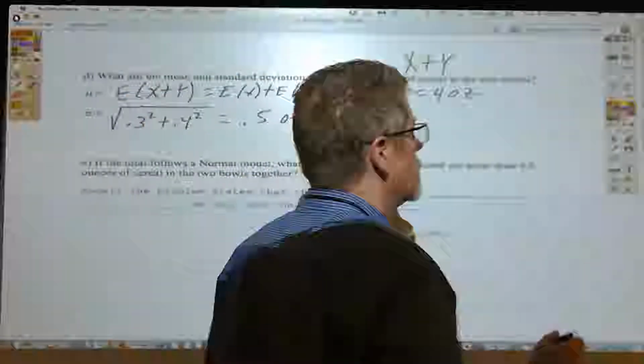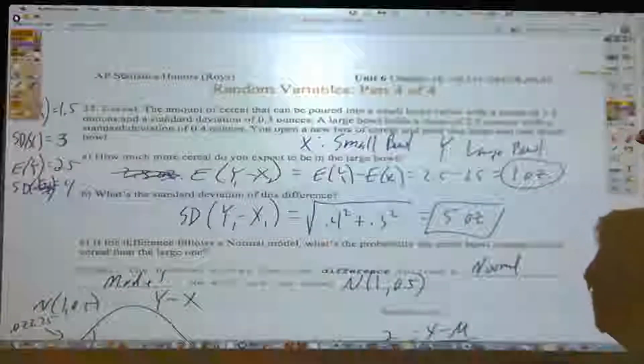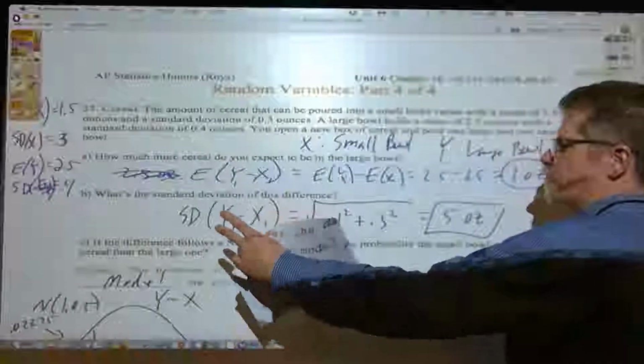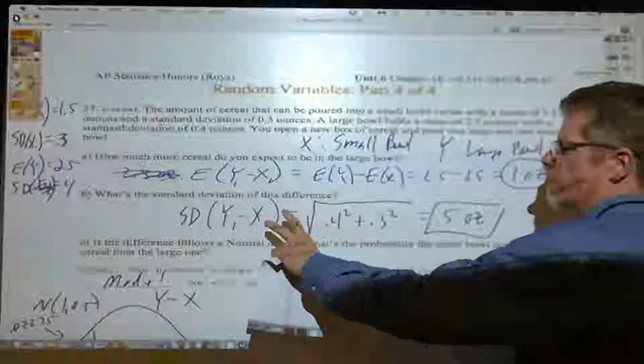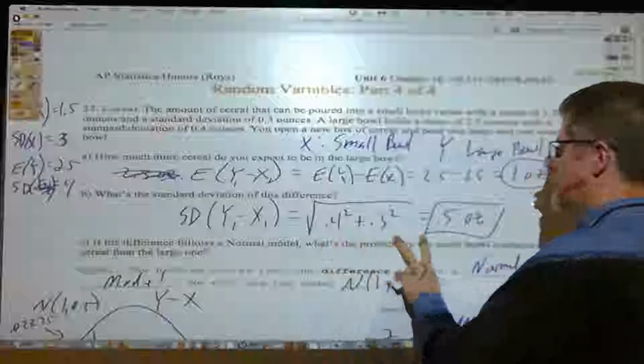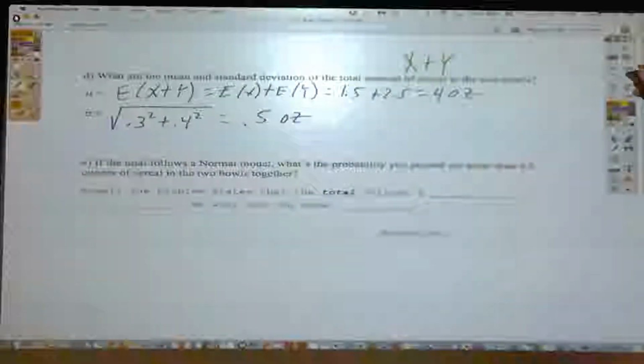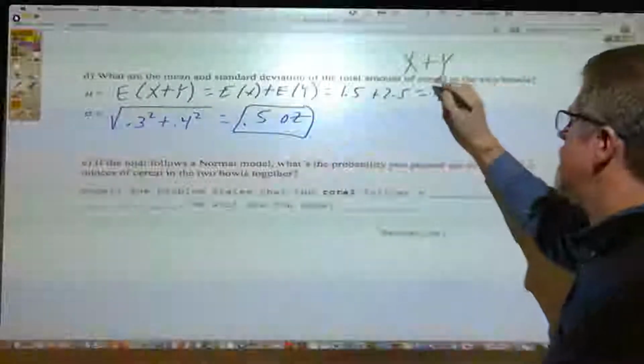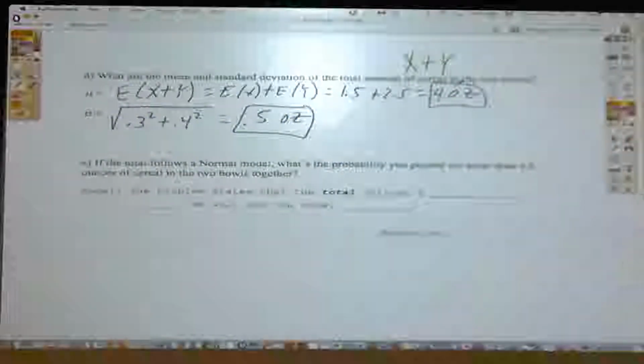Notice that variances add whether you add or subtract. The variance is added when we subtract, you get 0.5 ounces. So that's the same over here. No surprise that the standard deviation is the same when we add or subtract bowls of cereal.